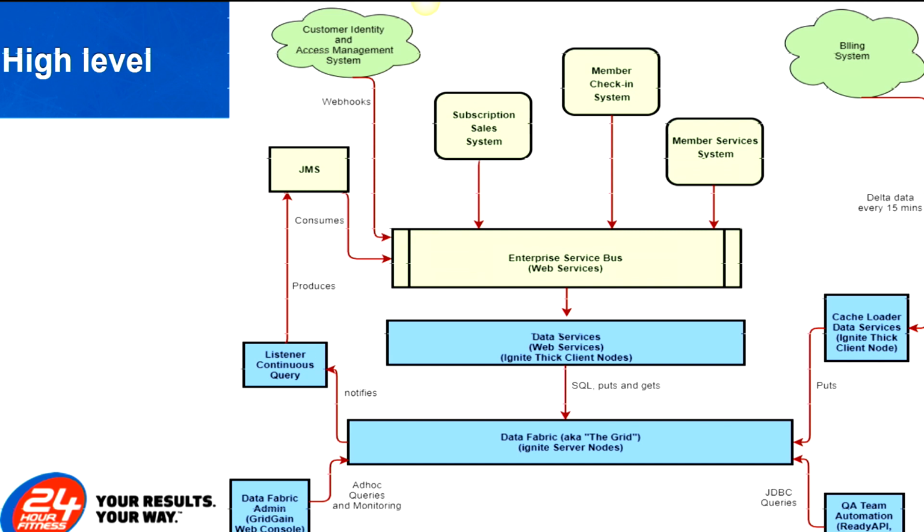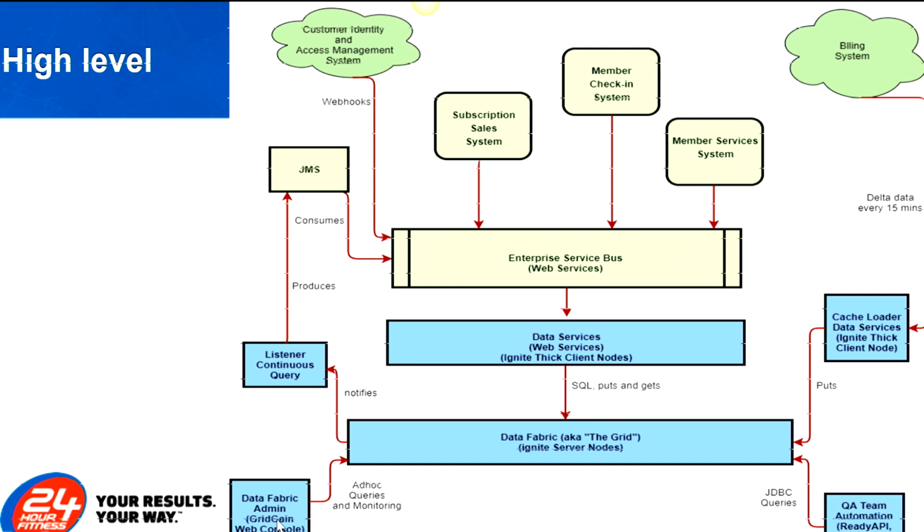I also wanted to show other ways that the grid gets accessed. I've talked about data services quite a bit, and cache loaders putting data in, so putting data in and querying it. And I talked a little bit about continuous queries, or our listener continuous query tier, but I did want to touch on non-prod on the bottom right. Our QA team has automation tests, and those are running Ready API to query data to get the data in the right category to use for their automated test. And we're using JDBC from that tool to query the grid as well. I should say our data services use Ignite thick client nodes, and that's how they're querying the grid, but we'll get into more details on that in a minute.